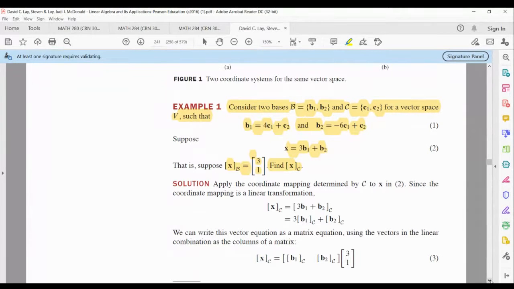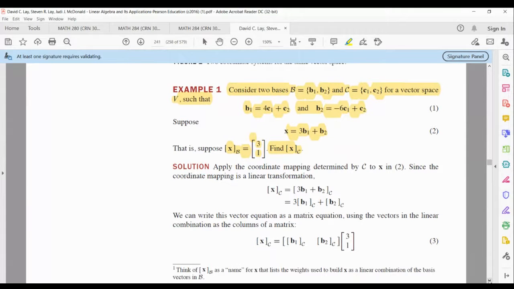So how can we go about doing this? I want you to have an intuitive feel for how we would do this. In the solution, the coordinate vector of x with respect to basis C is simply the coordinate vector of 3 times b1 plus b2 with respect to basis C. But remember, coordinate mapping is a linear transformation. It follows the properties for a linear transformation.